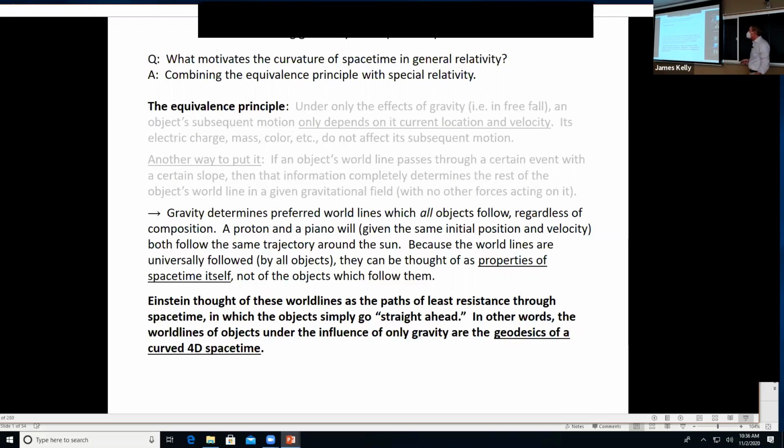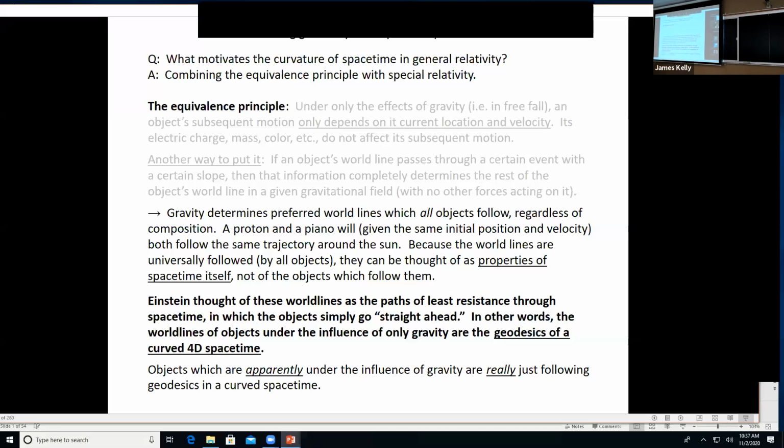So what Einstein is thinking is that the natural paths, even when gravity is acting on something, the natural path all objects will follow are geodesics in a 4D curved kind of space-time. And the curvature mimics the effect of gravity in the sense that we're going to talk about in just a minute. Okay, so objects that are apparently under the influence of gravity are really just following geodesics in a curved spacetime.